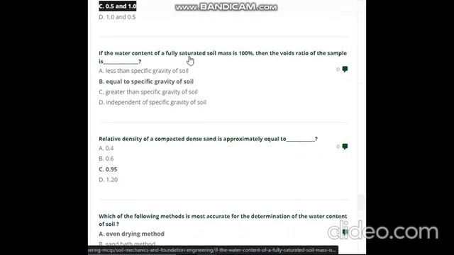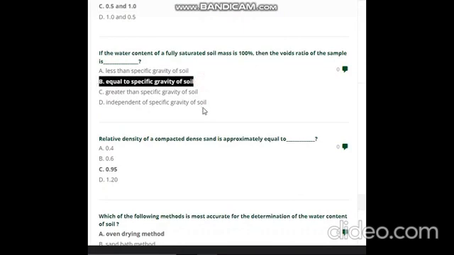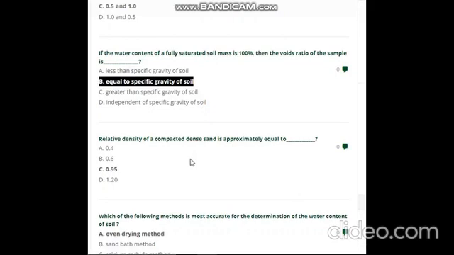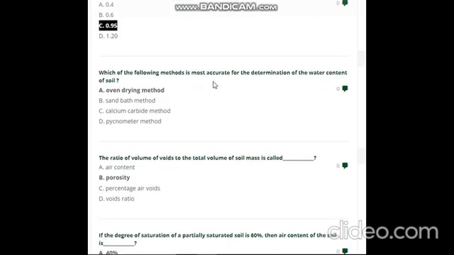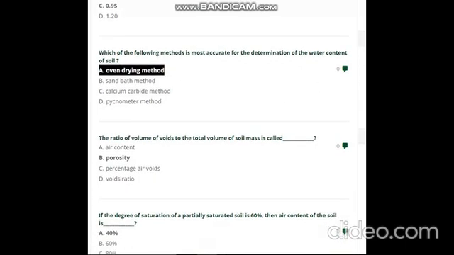If the water content of fully saturated soil mass is 100%, then the void ratio of sample is equal to the specific gravity of the soil. Relative density of compacted dense sand is approximately equal to 0.95. Which of the following methods is most accurate for the determination of water content of soil? Oven dry method is the most accurate method for determining water content of soil.